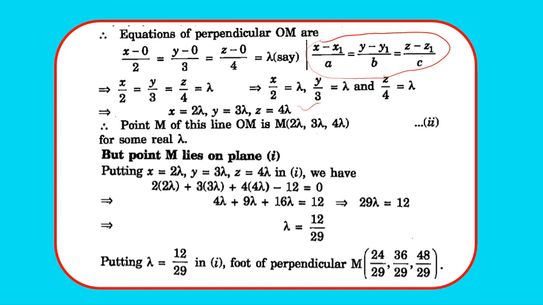So putting the values of point M in plane 1, we get 2 into 2 lambda plus 3 into 3 lambda plus 4 into 4 lambda minus 12 equals 0. Simplifying, we get lambda is equal to 12 upon 29. So we have the value of lambda, so we can find x, y, z. Putting lambda equals 12 upon 29 in this relation, we get the foot of the perpendicular M as 24 upon 29, 36 upon 29, and 48 upon 29. Clear? So pause and note down the solution.